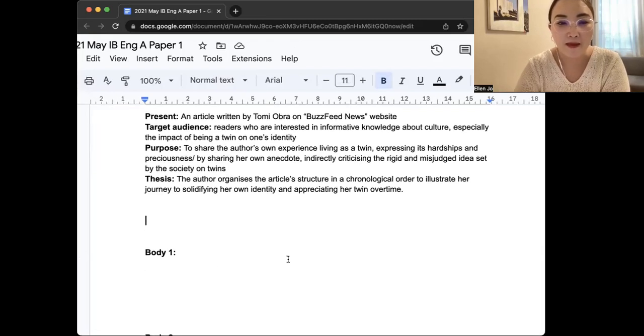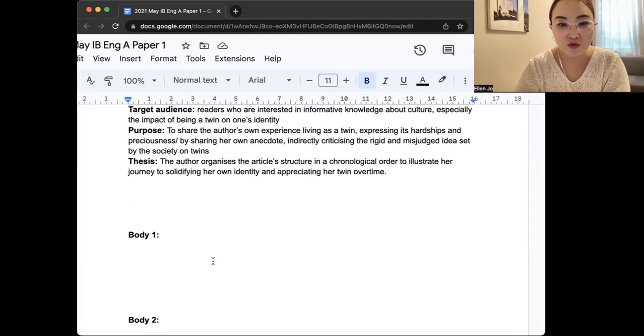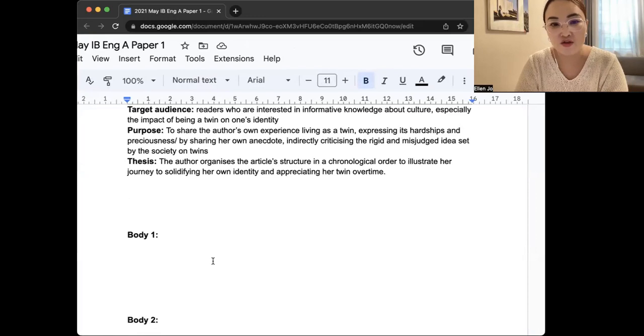Done. Body 1. As we have already talked about, the guiding question for this text is very specific, and it asks us to focus on narrative structure. In other words, we need to focus on the way that the story, her own anecdote, is moving on. So one of the ways that we can structure the essay according to the guiding question is to follow the way that the story is developing. So I would name body 1's main point as the stage of exposition.